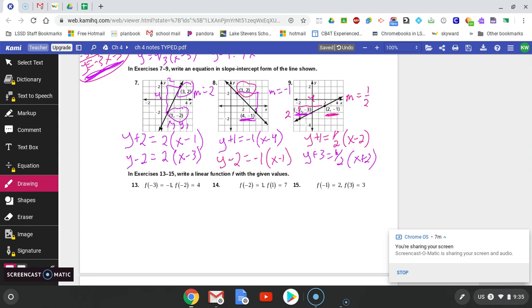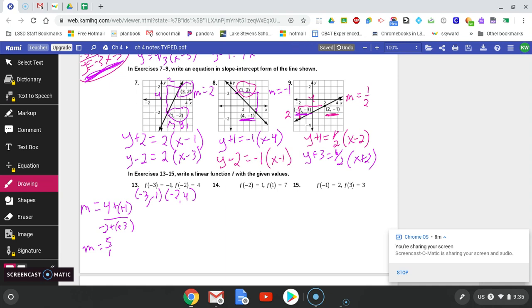So when we get to 13, 14, and 15, it's given us 2 points. It's given to us in function notation, but it's still given us 2 points. So I need to start by finding my slope. So my 2 points it gave me on 13 are negative 3, negative 1, and negative 2, 4. So I would find my slope, so I'll do y2 minus y1 over x2 minus x1. And then I simplify it. So 4 minus a negative 1 is the same thing as 4 plus a positive 1, which is 5. Negative 2 minus a negative 3 is the same thing as negative 2 plus a positive 3, which is 1. So my slope is 5 over 1, or just 5.